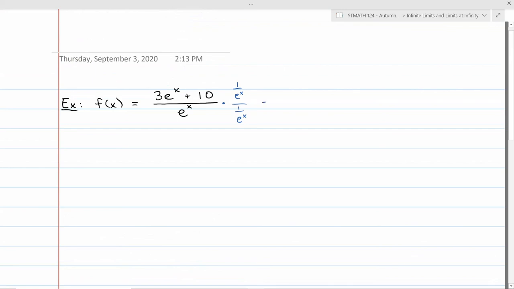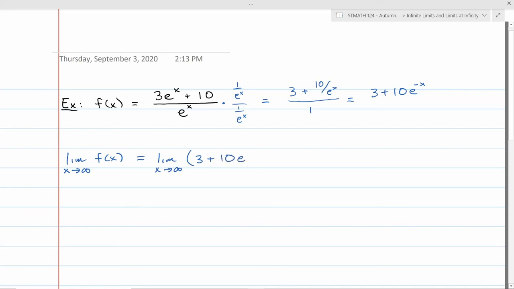If I do that, then that function looks like 3 plus 10 over e to the x, over 1. And 1 over e to the x can be written as e to the negative x. So this is really 3 plus 10 times e to the negative x, just over 1, so I can just drop the 1. Now if I want to take the limit as x goes to positive infinity of the original function, it's the same as taking the limit as x goes to infinity of 3 plus 10 e to the negative x.